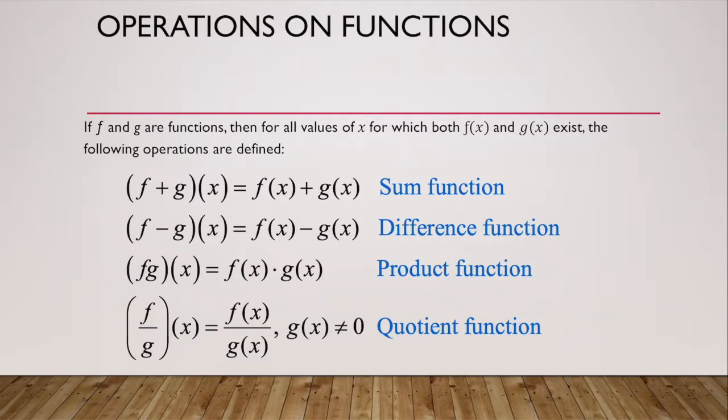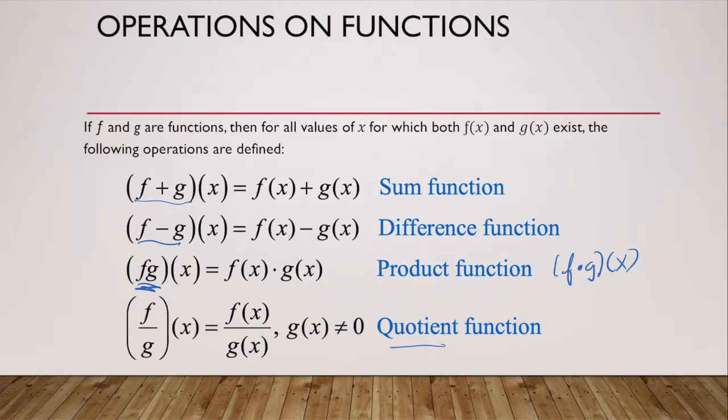So here are the four operations on functions. If I have two functions, f and g, remember, to be a function, you have to pass the vertical line test. So each x has exactly one y. Then I can go ahead and add those functions. So I can take f plus g of x, which is our sum function, f minus g of x, which is our difference, f times g, which is our product function, sometimes also denoted fg of x, and our quotient function, which is f divided by g.